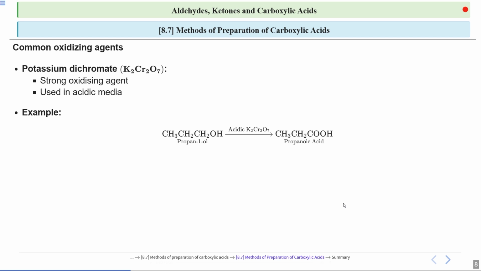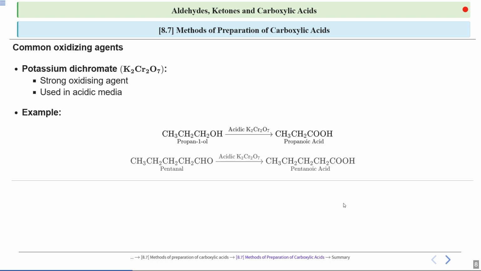If you look at this example, you have propan-1-ol, which is an alcohol. It is oxidized using acidic potassium dichromate, and this alcohol is oxidized to a carboxylic acid, which is propanoic acid. In a carboxylic acid, if you write the name, the E of the corresponding alkane is replaced by oic, which is O-I-C. So this is propanoic acid.